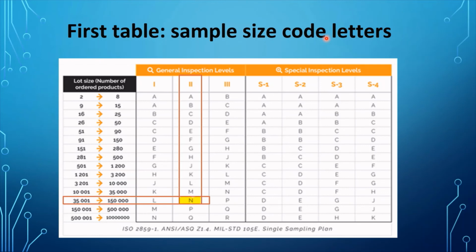Now, first table contains the sample size code letters. So here is the range of lot size, and on the top is given the level of inspections. According to our question, the lot size is 40,000, which falls under this range, and the inspection level is 2. So we get the code letter N.